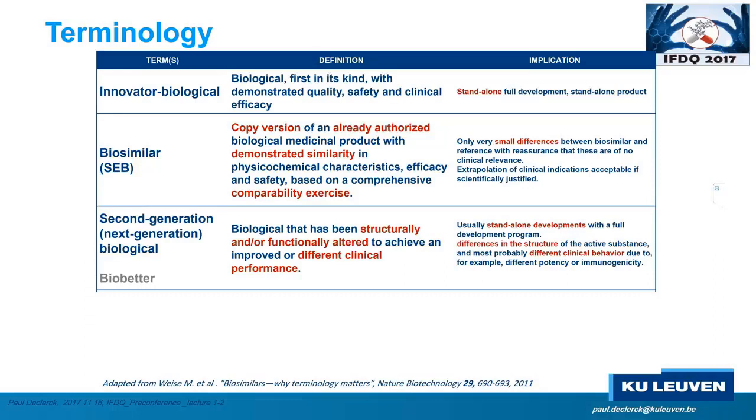I won't deal too much with second generation, but you know that, for instance, for erythropoietin, we have not only erythropoietin, but also darbepoetin, the longer acting version. So this is obviously not a biosimilar of erythropoietin. This is a second generation or a next generation version. Filgrastim versus pegfilgrastim, for instance.